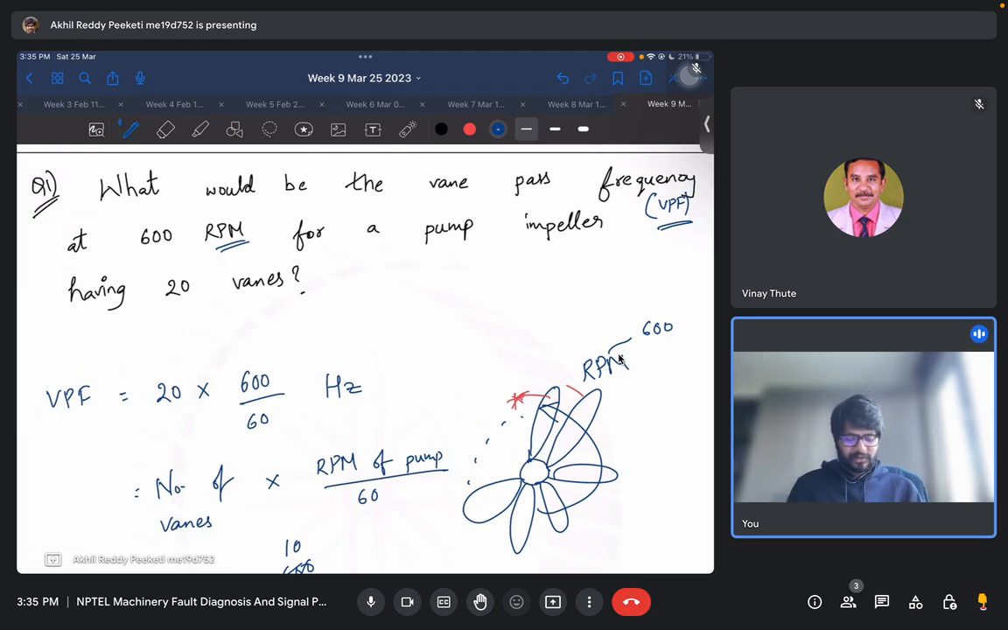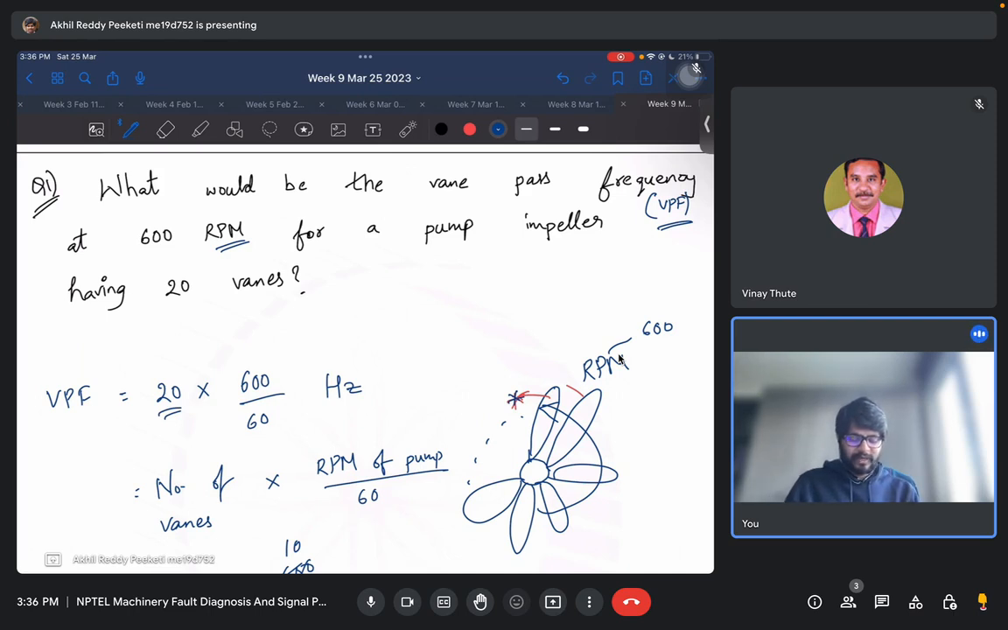So the first question was, what would be the vane pass frequency at 600 rpm for a pump impeller having 20 vanes? So as the rotor is rotating, if you look at one point, each vane will be passing once, but because there are n number of vanes in a single rotation, there will be n passes. So the vane pass frequency would be number of vanes into the rotations.